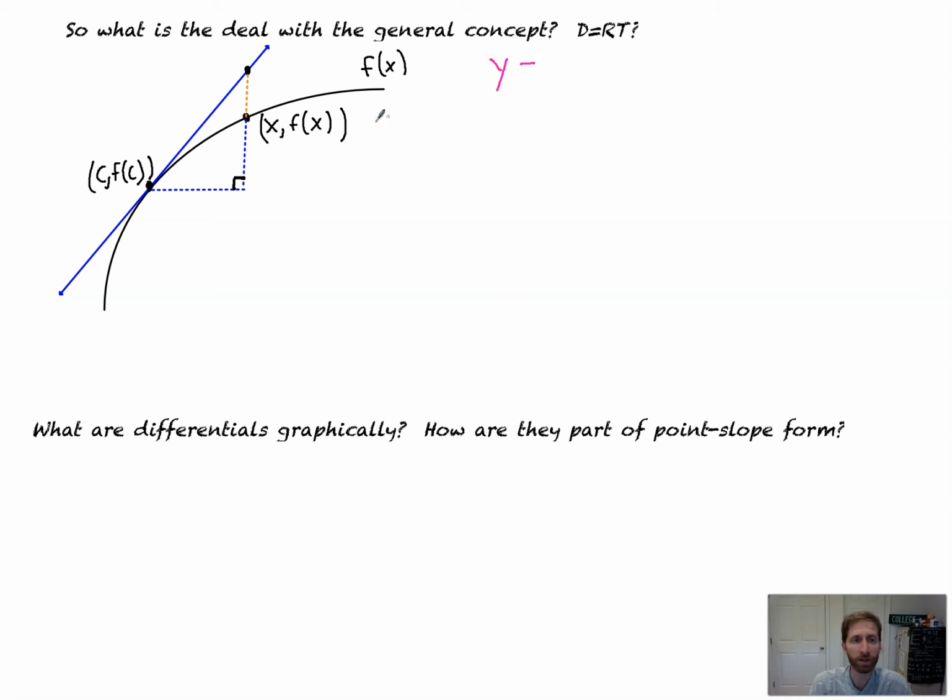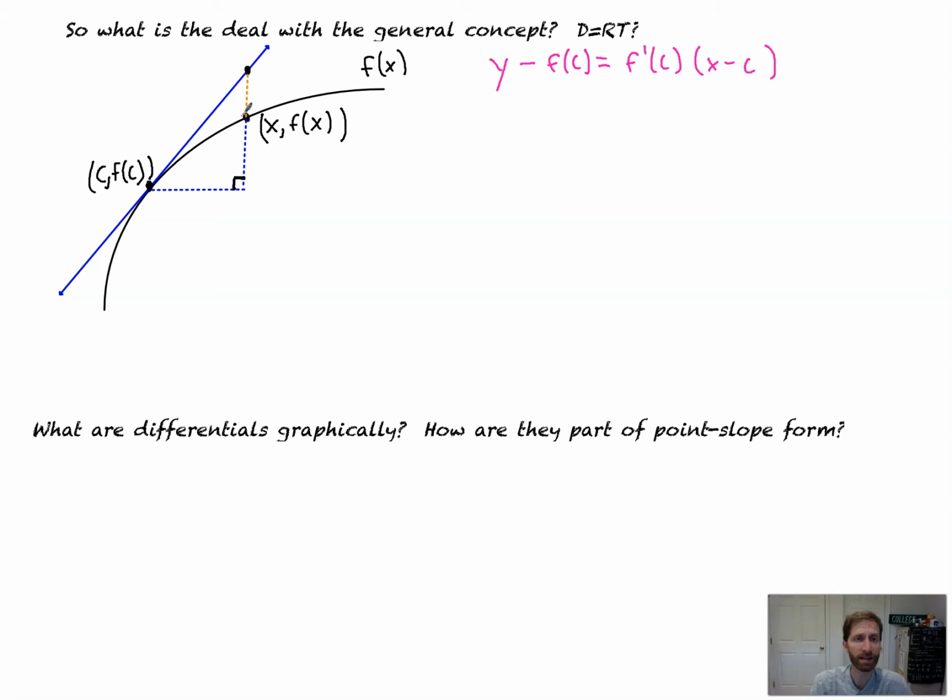Our tangent line approximation would be y minus f of c is equal to the slope at c, which would be f prime of c, times x minus c. That's your tangent line approximation. Now, I want you to look at this a little bit closer. This is pretty rad, depending on how you want to look at it.